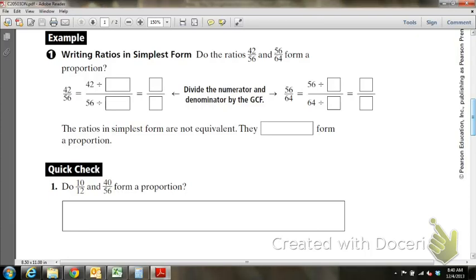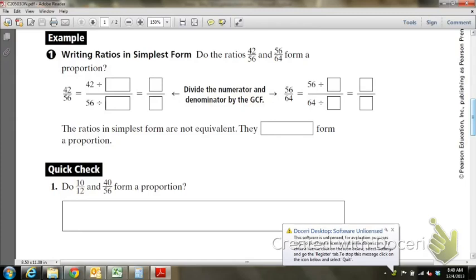Okay, so the first way we're going to show you how to do this is, in case the cross products is a little confusing, this is another way that you can answer yes or no as this form of proportion. You can simplify your fractions. Okay, so that means to divide the numerator and denominator by the GCF. Well, the biggest number that goes into 42 and 56 is 14. And if you don't know that it's 14, you can just keep dividing by numbers that do go into both until you can't divide anymore. So 42 divided by 14 is 3, and 56 divided by 14 is 4.